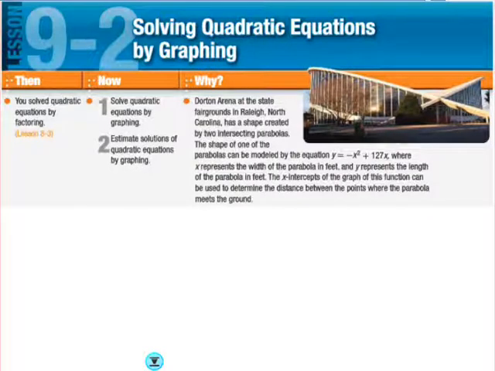Okay, welcome to the notes on 9.2 and 9.3. We're going to go through 9.2, which is solving quadratics by graphing, and then 9.3 is transforming quadratic equations. So let's take a look.